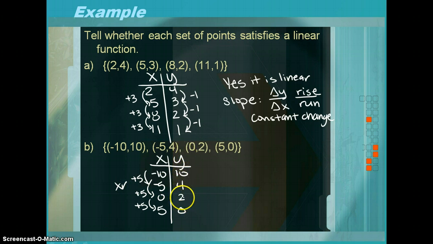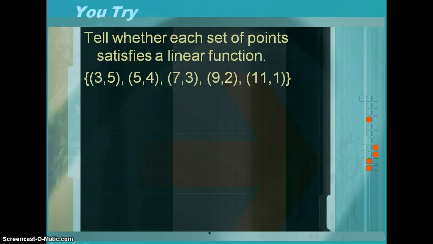Now to try out for the y's. So from 10 to 4, you lose 6. And then from 4 to 2, you lose 2. From 2 to 0, you lose 2. You'll notice that from the negative 6 to the negative 2, they don't match. Therefore, this one is not linear. It may represent something else, but in this case, it definitely does not represent a linear equation.